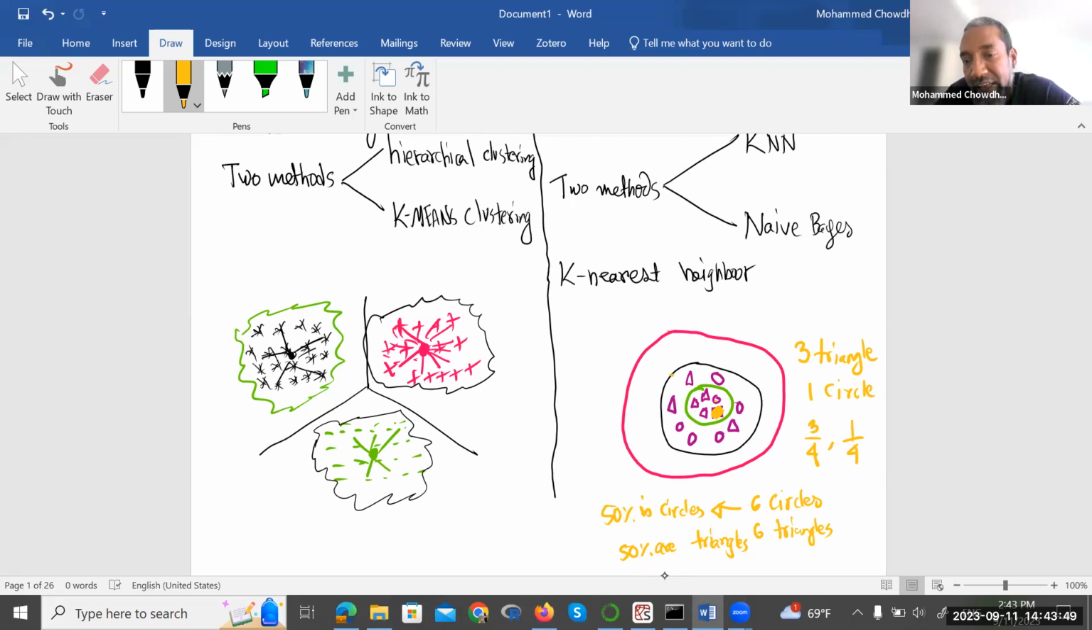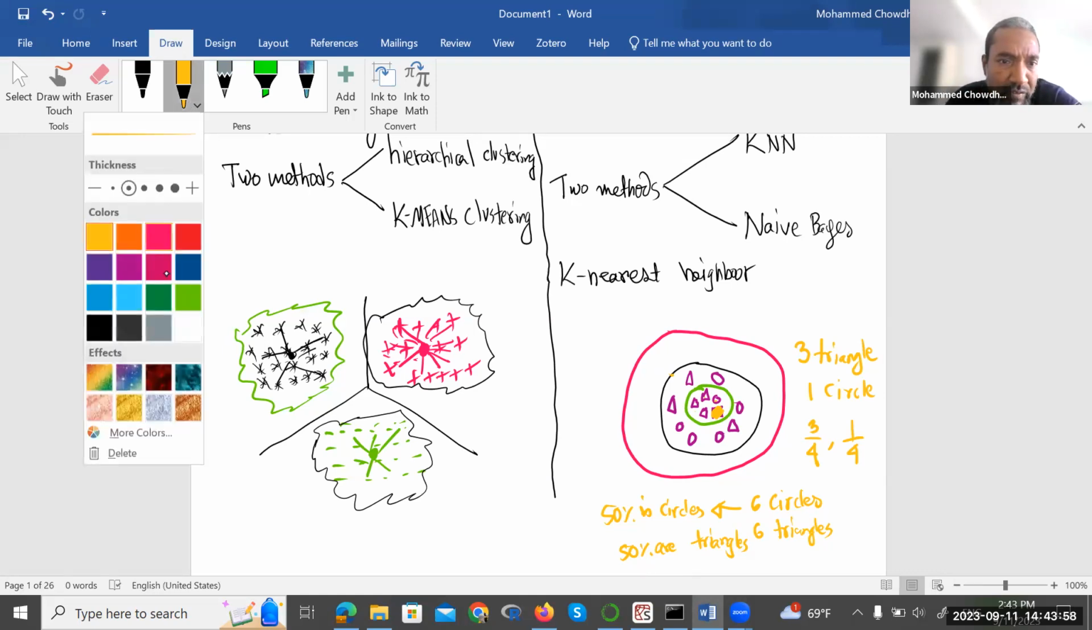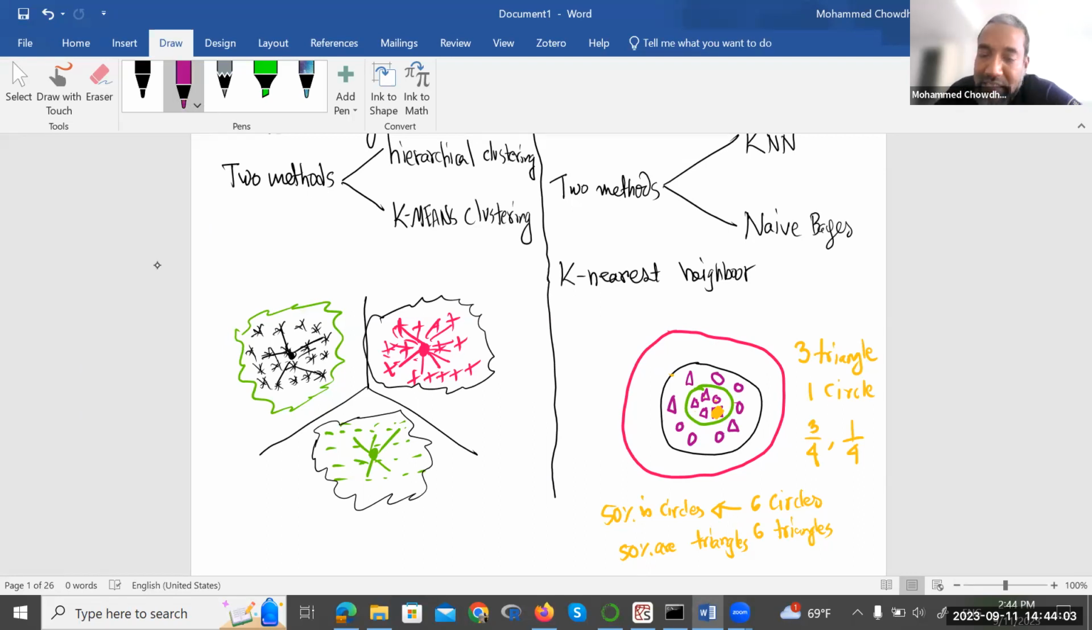So we can predict that as there is no majority vote, it could be a circle or it could be a triangle. On the other hand, if I put an additional circle in there, that means there will be 7 circles and 6 triangles. We can say that my new observation, which was a square, could be a circle, because out of 13 images, there are 7 circles and 6 triangles. That's the way classification is done.